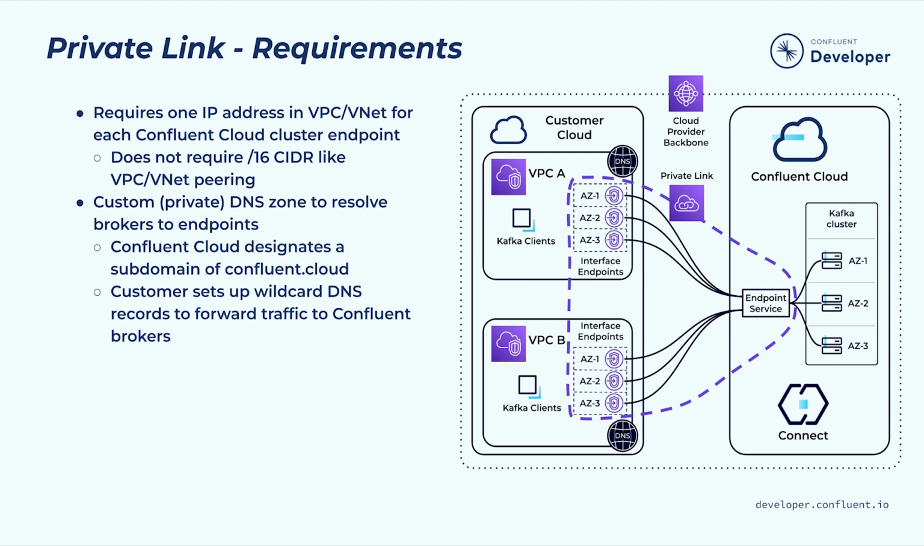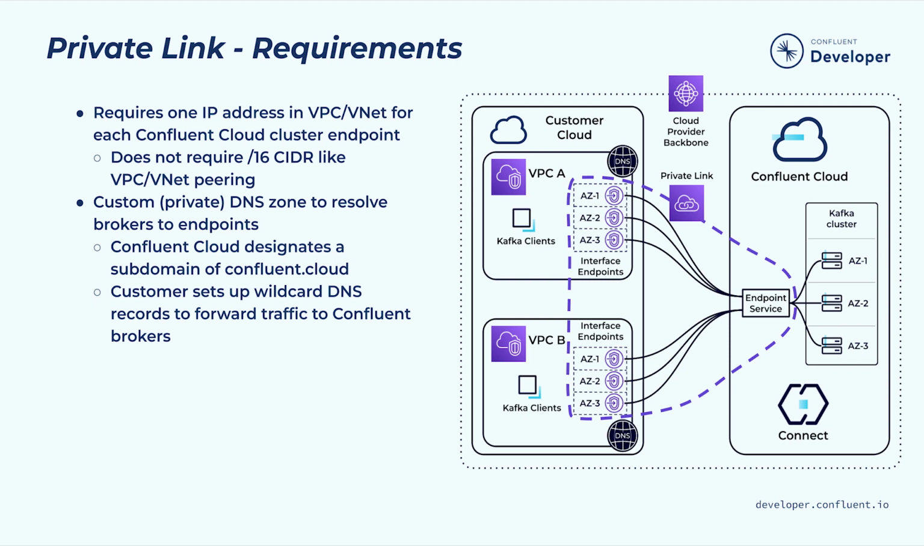There are several differences between Private Link requirements and those requirements that we have for peered networks. Private Link only requires 3 IP addresses from the subnets in your VPC or VNet. We don't require a /16 CIDR range like we do with VPC or VNet peering.